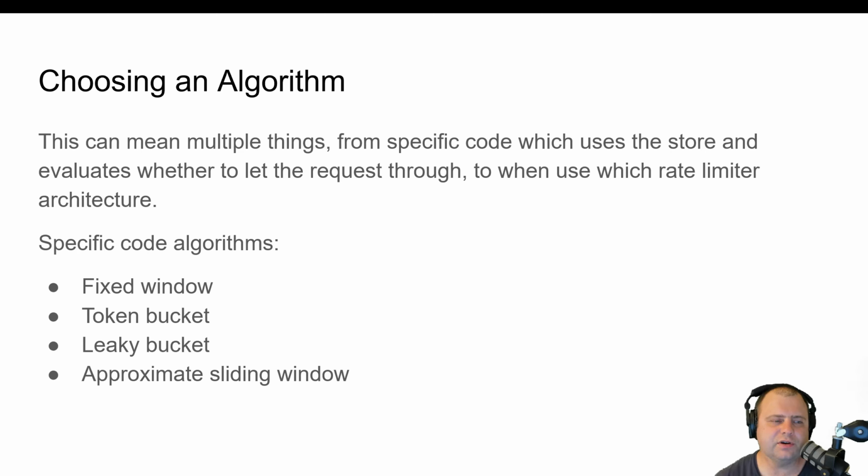Now, choosing an algorithm can mean multiple things. It can be the specific code which uses a store or counters or something, and evaluates whether to let the request through, or it can be when to use which rate limiter architecture. So for specific code algorithms, the common ones are fixed window, token bucket, leaky bucket, and some approximate sliding window. All of them have their pros and cons. They're all well described on the internet. I'm not going to go into much detail.